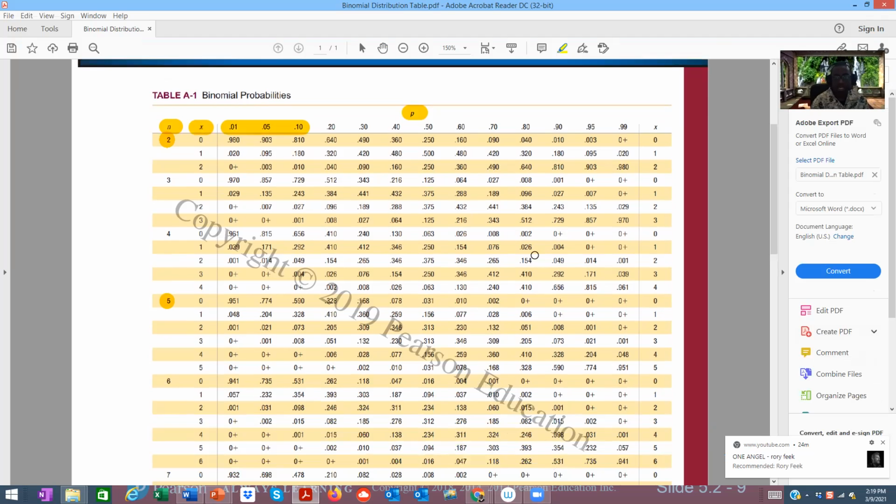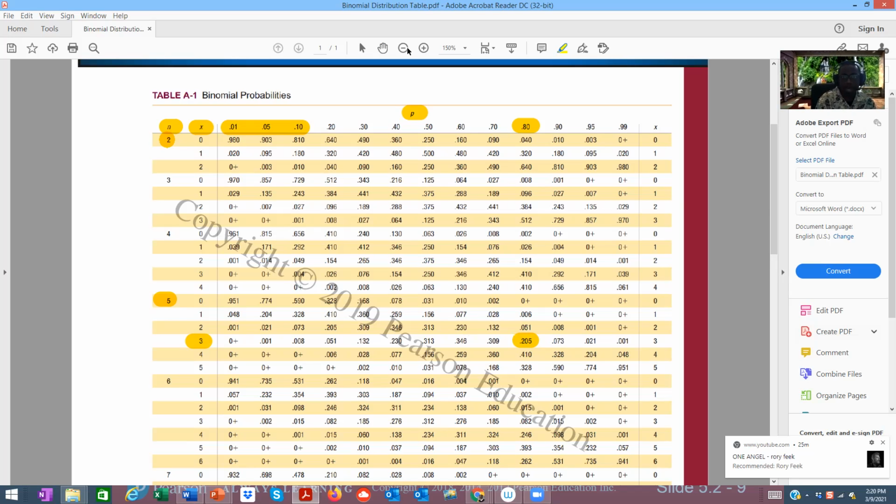Now, our question is that N is 5, which is here. That's N is 5. And then the probability of success, P, is 80. And then my X is 3. So 5, 3, and then where they coincide, under the column 80, and then X is 3, N is 5. What do we see? That is 0.205, 0.205.